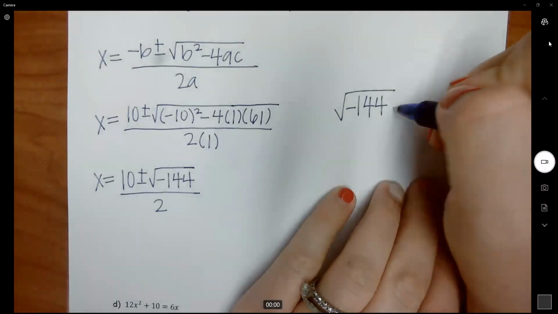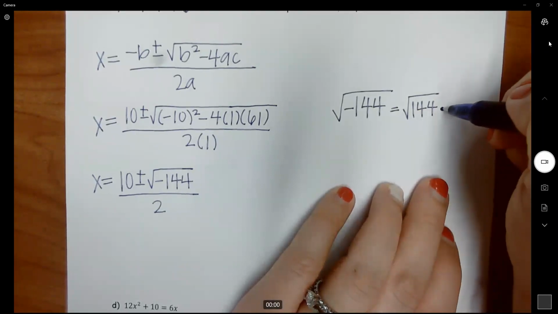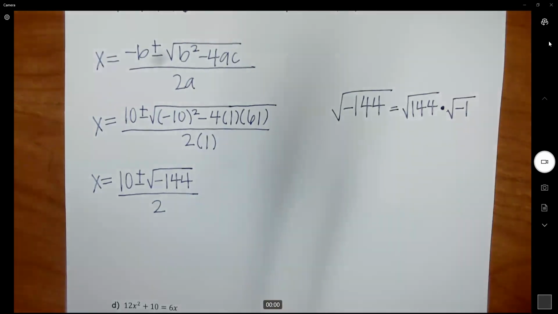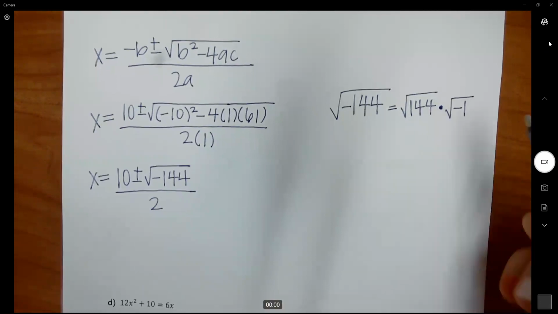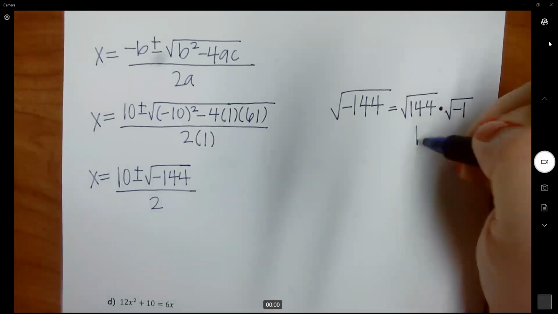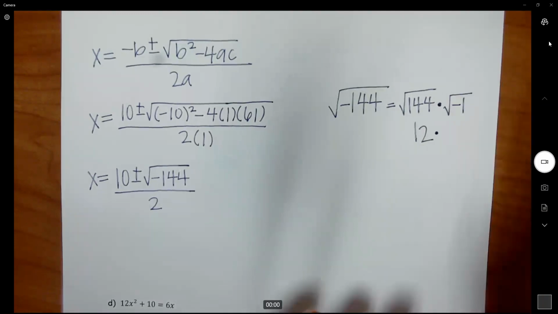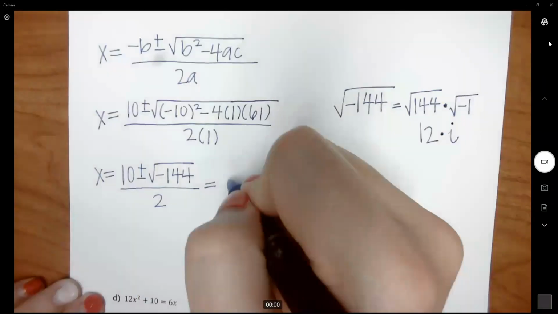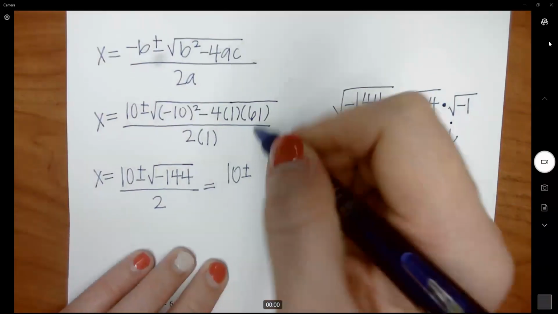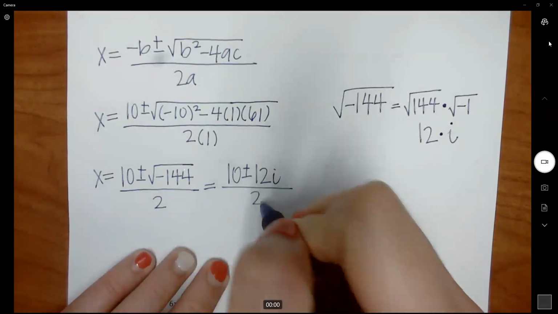-144, this is the same thing as the square root of 144 times the square root of -1. The square root of positive 144 is 12. And the square root of a -1, of any negative, that's your i, your imaginary. So this becomes 10 plus or minus 12i, all over 2.